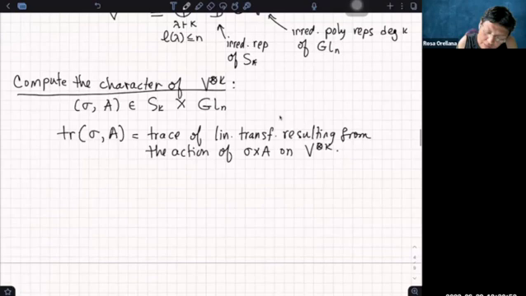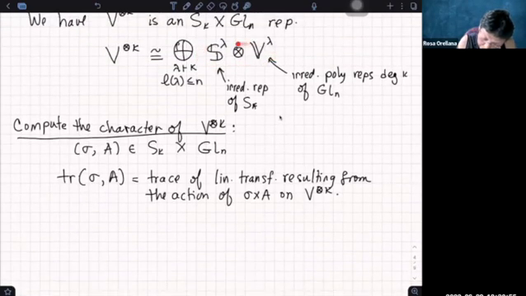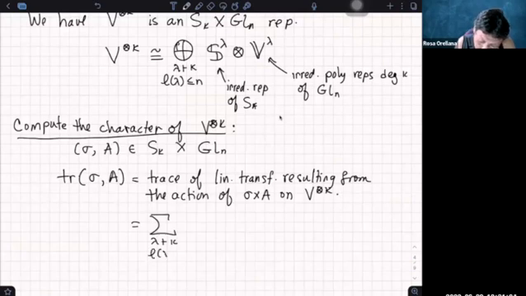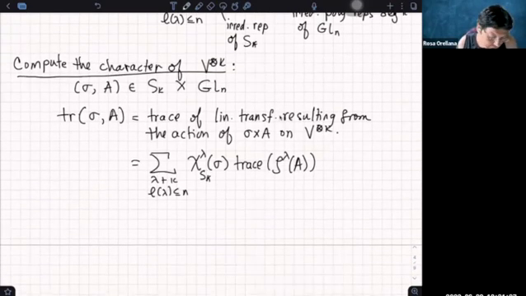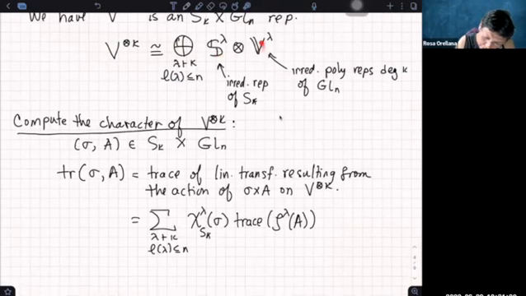So if we compute it by looking at this, then this tells me that this is just going to be the sum over λ a partition of k, with length of λ less than or equal to n, of the character of the symmetric group S_k evaluated at σ, times the trace of the polynomial representation indexed by λ, like that, okay? So this comes directly from this formula.